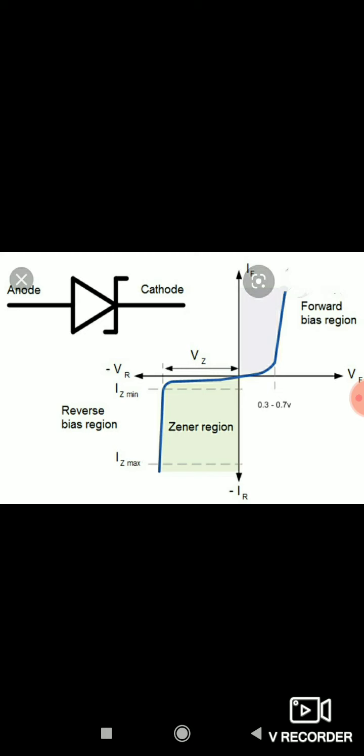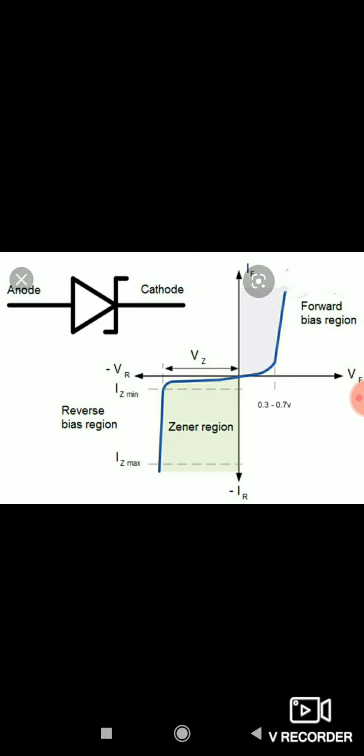Wave shaping helps in converting the sine wave to a square wave. Finally, from the study of this Zener diode, we can differentiate the Zener diode and the normal PN junction diode.